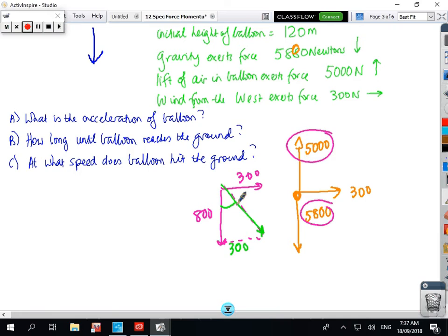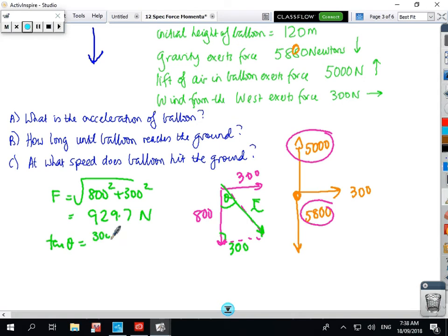and that is going to be an angle we use for trigonometry. So we've got a right angle triangle, so this resultant force F will be the square root of 800 squared plus 300 squared. When you put that in your calculator, you get 929.7 newtons. Tan of the angle is 300 over 800. So when you do that on your calculator, you get 18.8 degrees.